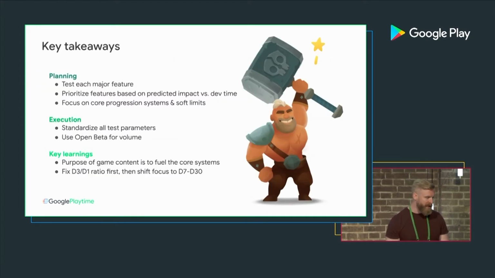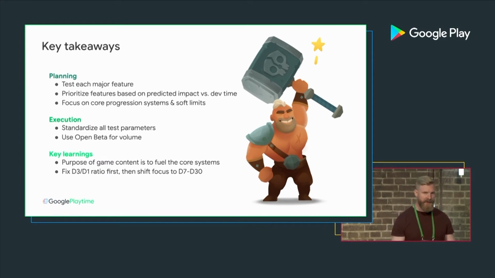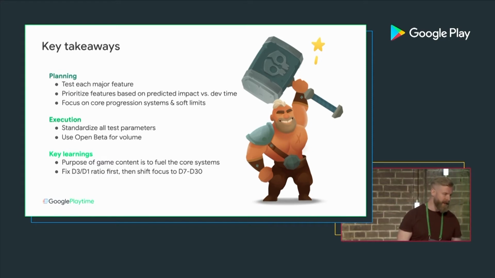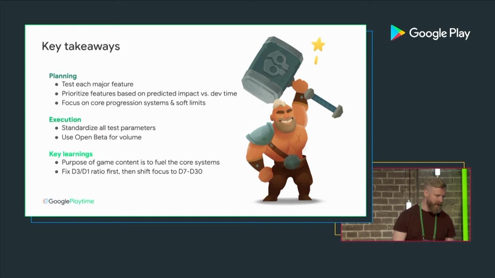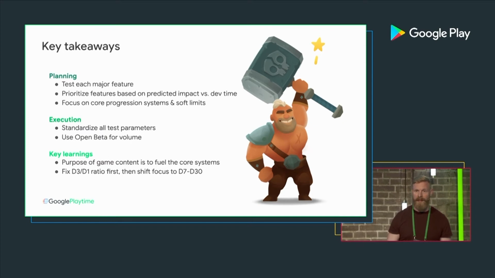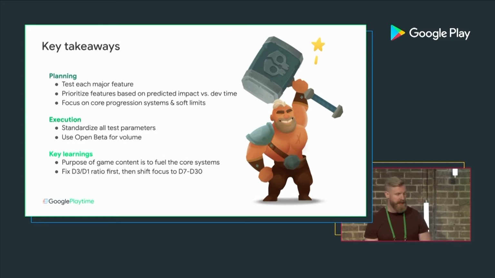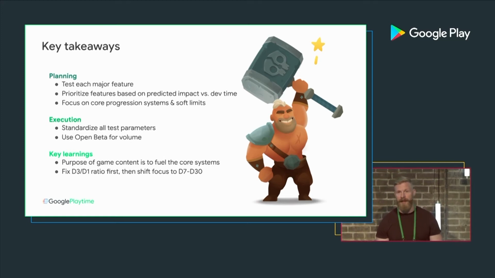So key takeaways for us: test each major feature. We didn't do that with the first game that we built and we failed on that. This game, we took another route. Prioritize features based on the predicted impact versus the development time. Very important if you have a small team and limited time. Then focus on core progression systems and soft limits for the players. That made the biggest difference, at least for us.